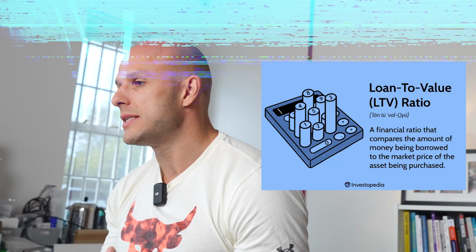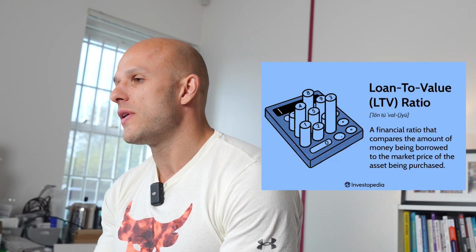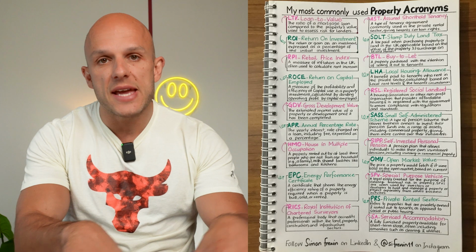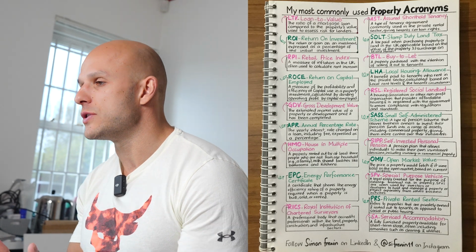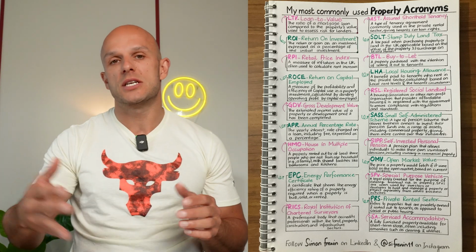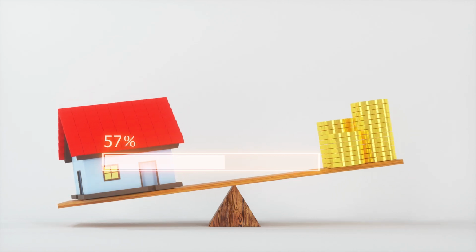Loan to value, LTV. LTV is used loads. Loan to value is the amount of lending that is available or is used in a property. So traditionally on a buy-to-let property, it is 75% loan to value. So if it's a £100,000 house, the bank will lend £75,000. So they'll lend a percentage of the value of the property. So that is loan to value.